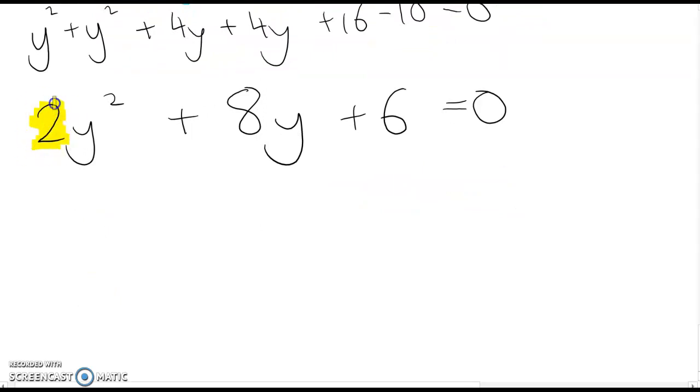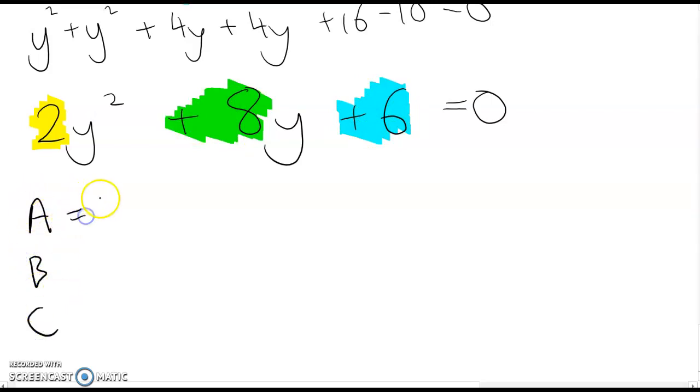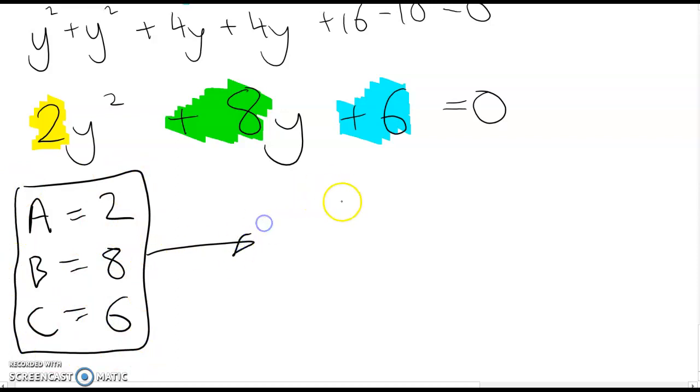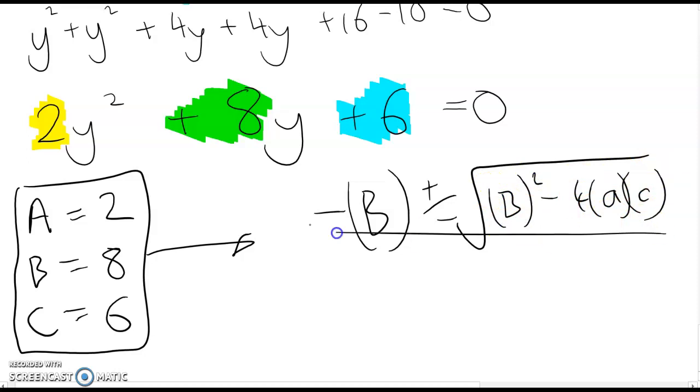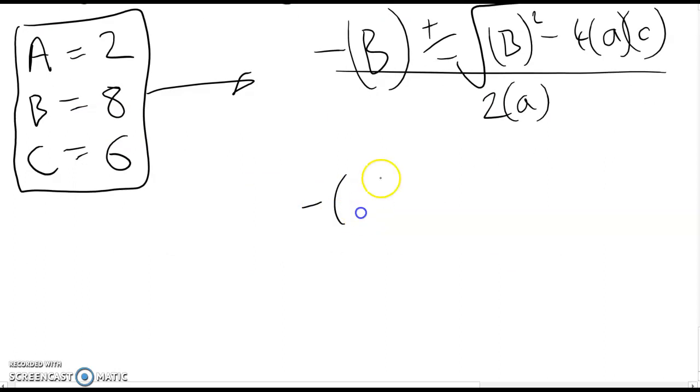My A is that, my B is that, and my C is that. I'm going to use those for the minus b formula. So A equals 2, B equals 8, and C equals 6. I'm going to fill those in to this formula here, minus B plus or minus the square root of B squared minus 4AC all over 2A. What's that going to look like? It's going to look like this.